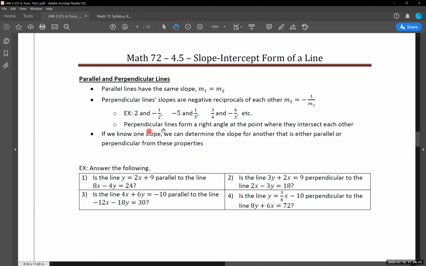Some other fun facts about perpendicular lines is that perpendicular lines will always form a right angle at the point where they intersect each other. And that's where they cross over on a graph. And we actually see this in the original set of axes that we always set up for ourselves, our horizontal and vertical lines that we have here.